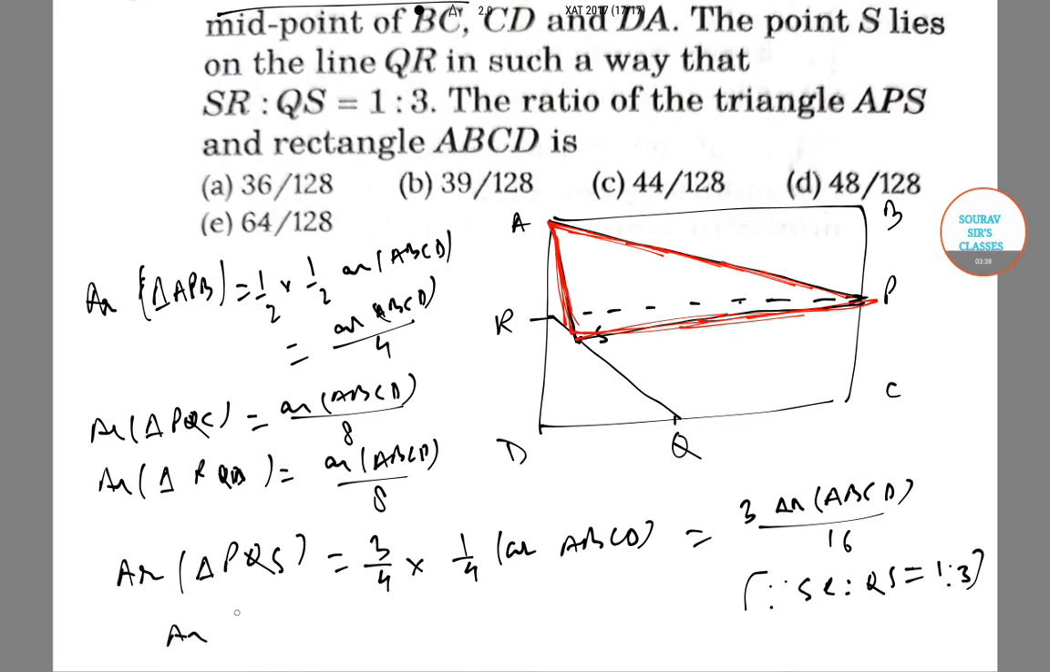So now area of triangle ARS is equal to 1/4 into 1/8 area ABCD, which is area ABCD by 32.